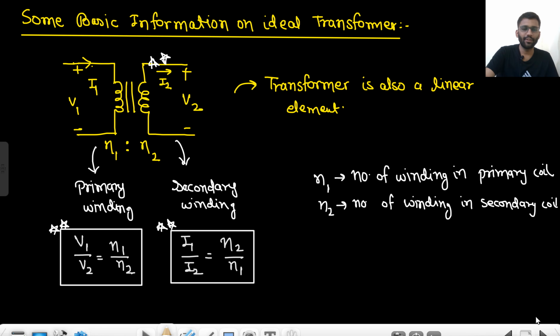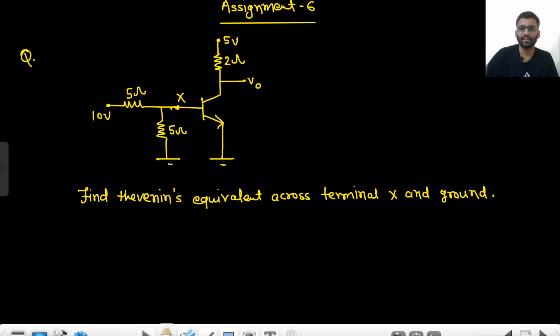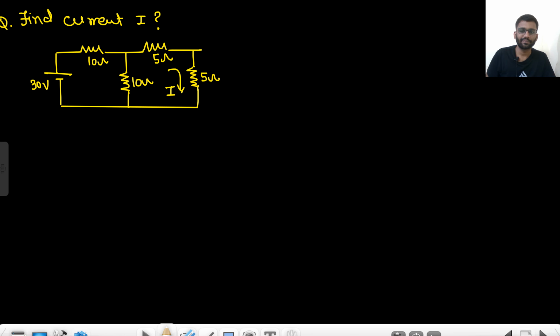Okay. So in the next video, I guess that's it. Yeah. In the next video, we will see assignment 6. So there are very few problems, I guess. So I will just show you the problems. This is the first problem. Okay, we have to find the Thevenin equivalent across terminal X and ground. Here you need to find the Thevenin equivalent. Okay, you have to find the current I.